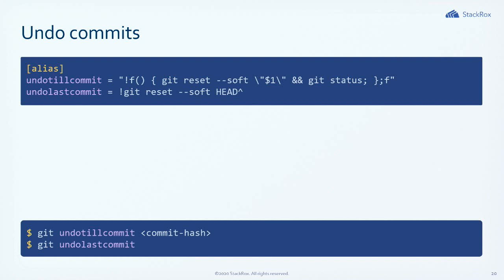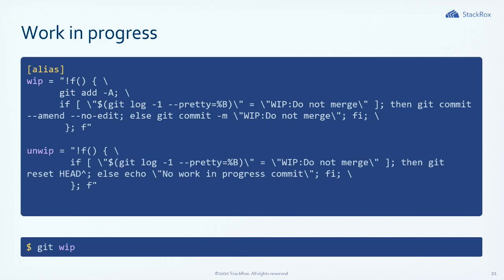I also use a work in progress alias, which is really handy if you're doing something and you want to switch branches and look at something else. You can run just git WIP and it saves the work, adds a commit called work in progress, do not merge, and you can change branches, and when you come back to it, you can have an alias called unwip, and it's ready to go again. It unstages, it undoes what work in progress does, and you're ready to go again.